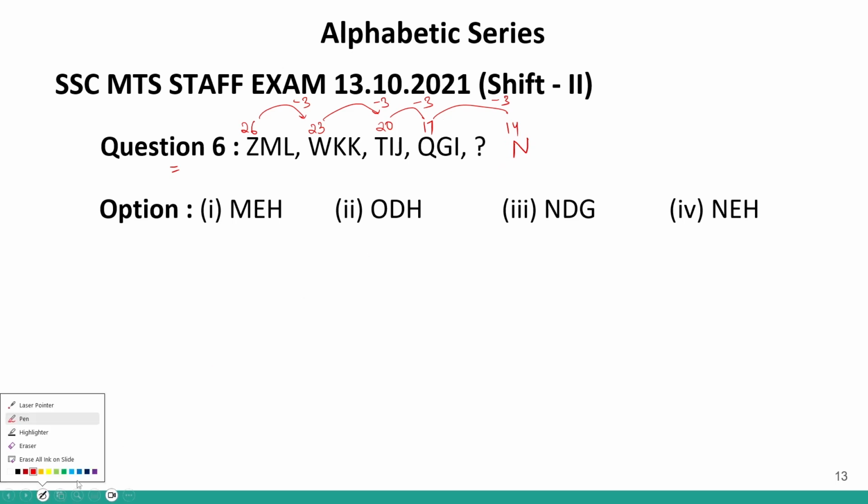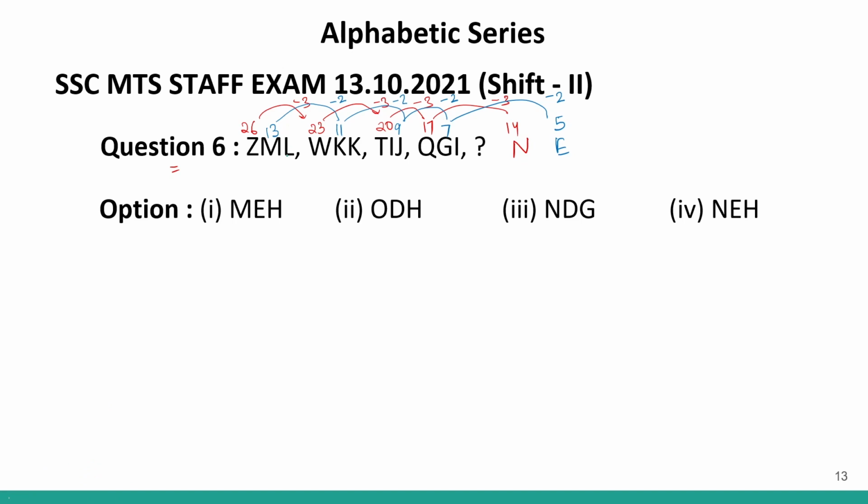Now let us look at the next one. So M is 13, K is 11, I is 9 and G is 7. So this is basically from 13 to 11 is minus 2, 11 to 9 is minus 2 and 9 to 7 is also minus 2. So now I will go minus 2. From 7, minus 2 will give me 5 and at 5th position we have E. Clear?